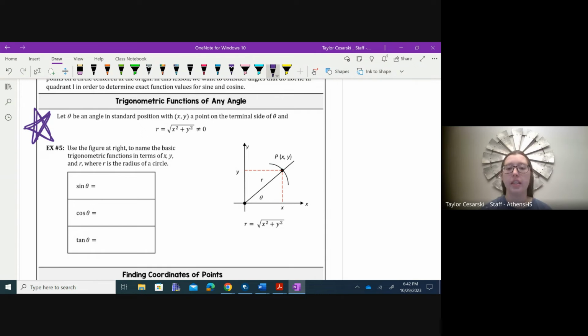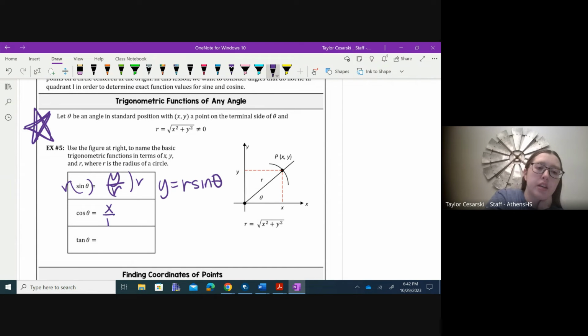So if I see here, I know that I have x and y and r. So essentially, we've said this before, sine is y over r. Well, if I wanted to solve for y here, y would essentially be r times sine of theta, if, let's say, I multiplied both sides by r. Same thing here. Cosine of theta is x over r, so x equals r cosine theta.